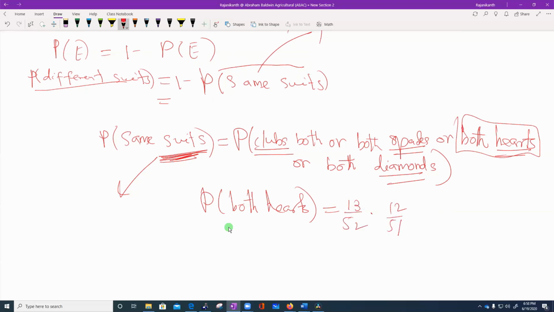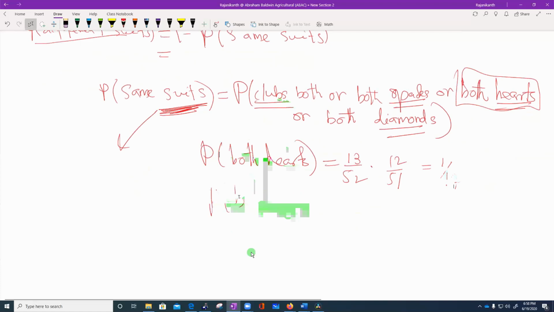So far I believe you understand. Is that correct? Yes. This is the one I have written in the answer key. If you simplify, you get 1 over 17. Is that correct? Yes, sir. Remember, I just assumed that you chose both hearts. Or who knows, both of them may be clubs. Am I right? Yes.